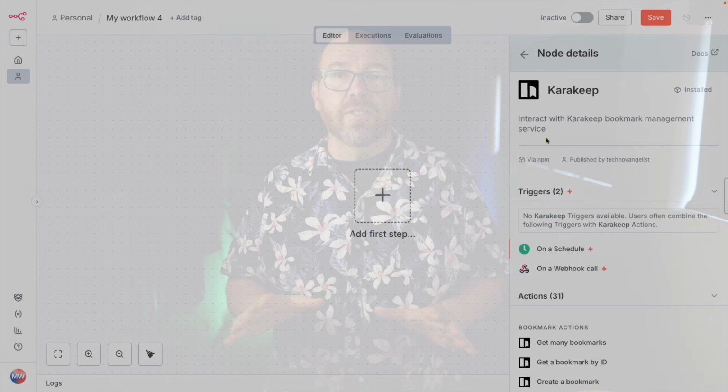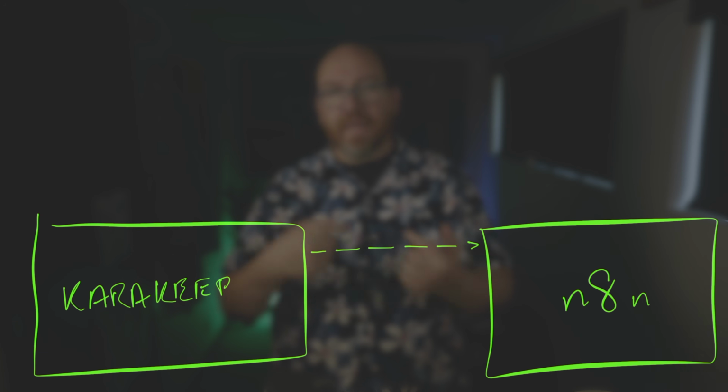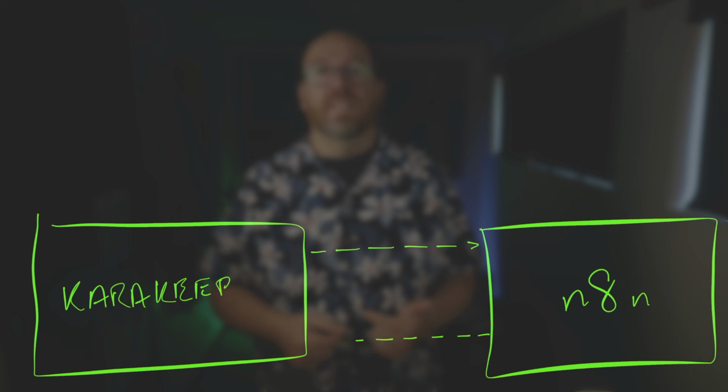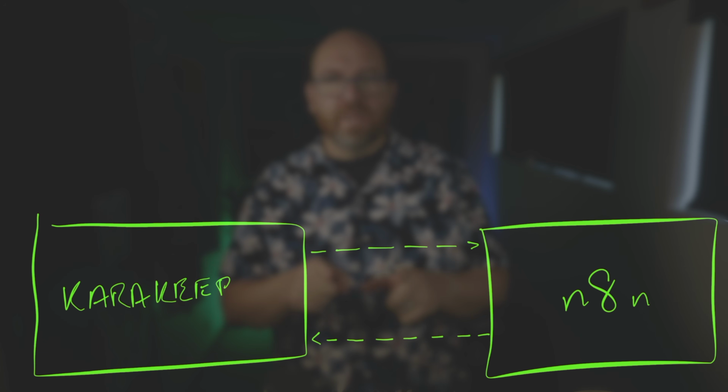Now for credentials. We're going to need to create 2 sets of credentials. One's for Karakeep to access N8N, and the other is for N8N to access Karakeep. Let's start with the one for N8N to access Karakeep. Instead of manually configuring HTTP headers and authentication, you just need to set your Karakeep API key and instance URL in N8N. So we need that Karakeep key.